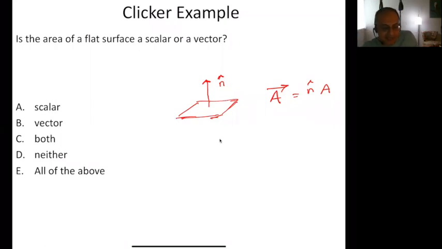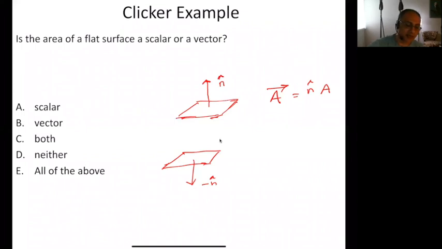Now you might say, isn't there a bit of an ambiguity there? Because I could have also taken the normal which goes the other way, minus n hat, so that the area would have a direction in the opposite sense. That is an ambiguity. And in general, the context of the problem tells you which normal to take.